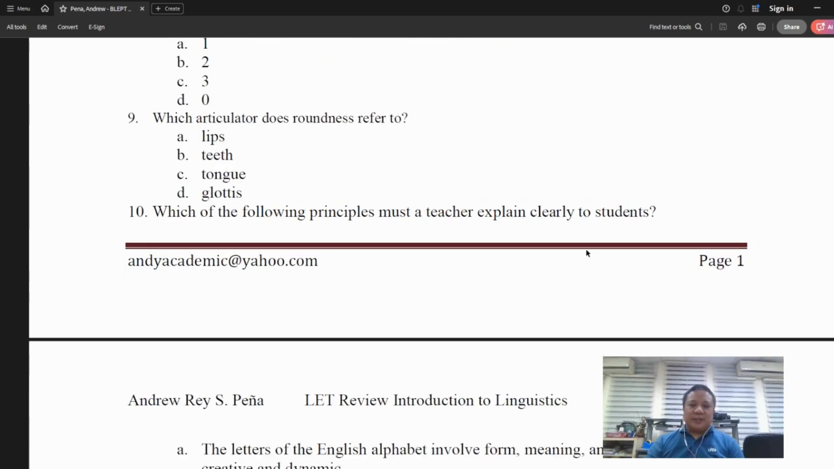Which articulator does roundness refer to? A, lips, B, teeth, C, tongue, D, glottis. The answer is A, lips. When the lips are flat, it's called unrounded. When the lips are rounded, then the phone is considered rounded.